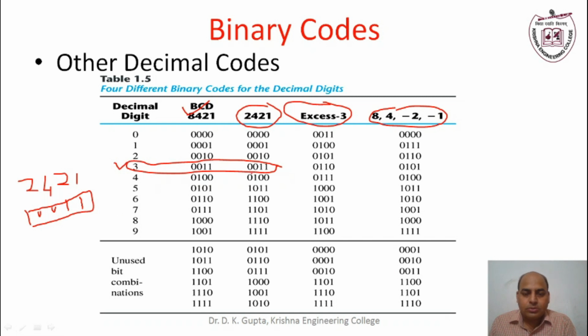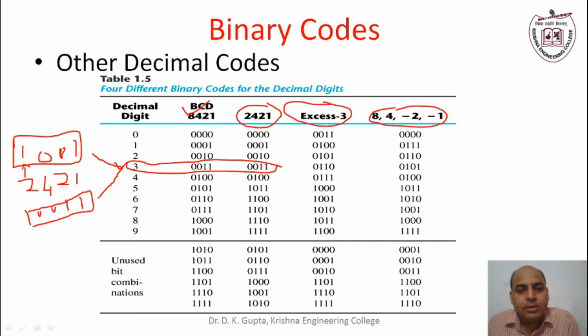There is an alternate option also. If we want to write the 2421 code for 3, we can use another combination. So 1001 is another 2421 code for the same digit 3. So in 2421 we can have different codes for the same decimal digit.